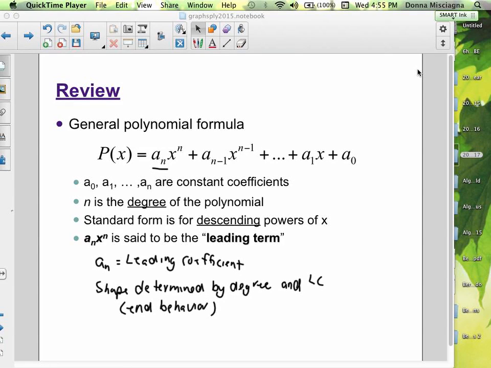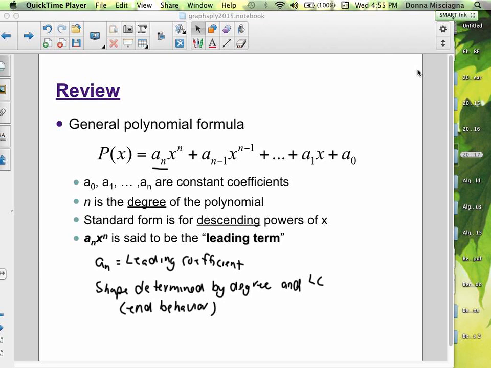In this podcast, we're going to be reviewing the graphs of polynomial functions. So the general polynomial formula: p of x equals a subscript n x to the n, plus a subscript n minus 1 x to the n minus 1, and all the way till you get to the constant term.